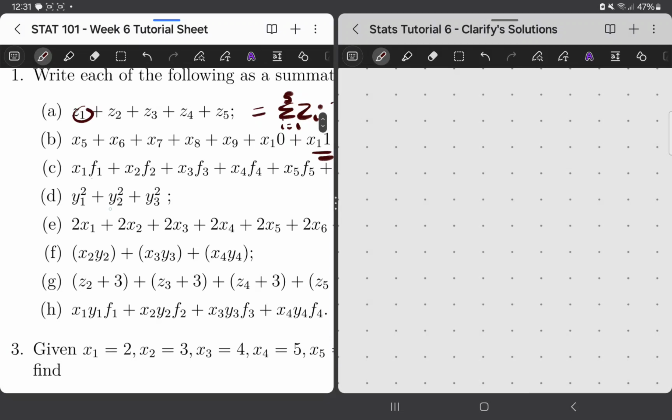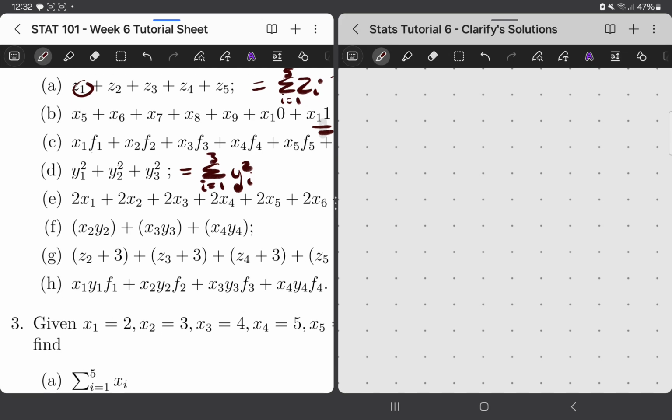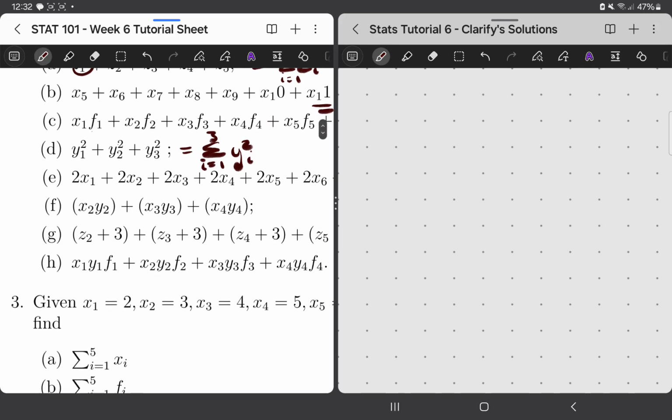Now let's see this one. y1 squared, y2 squared, y3 squared. Where do we have the 1, 2, 3? It's on y squared, okay? So we can say that this is the summation of yi squared, where we put an i, then we say it is from 1 up to 3. Where there is i, that's where we'll be having 1, 2, and 3, right?